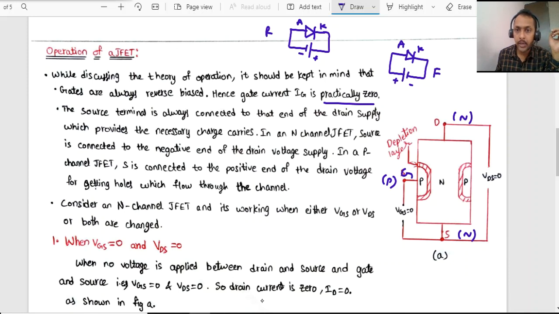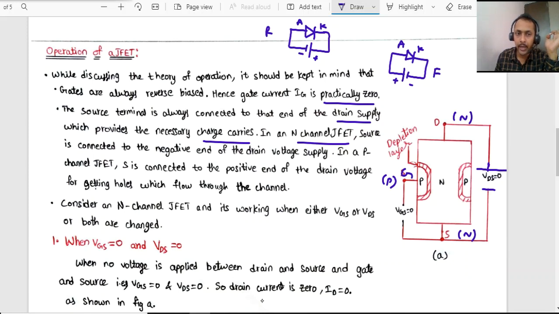Now the source terminal will be connected to the end of the drain supply. The source and drain are to be connected, which provides the necessary charge carriers depending upon its type. If it is an N channel JFET, the source is always connected to the negative, and obviously the drain will be connected to the positive terminal. That point is important.